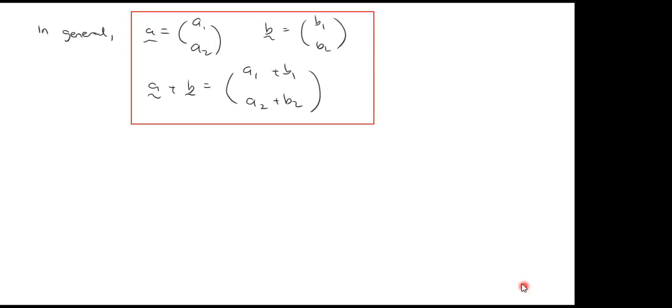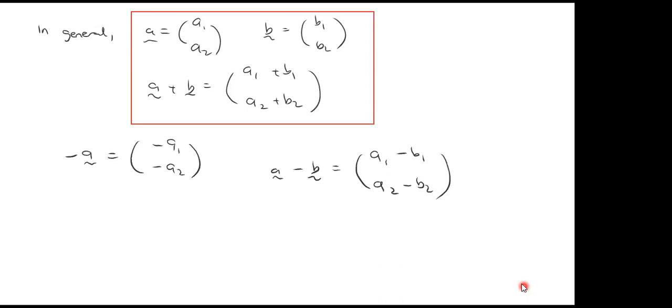Now, note, therefore, negative A would just be negative A1 and negative A2. And similarly, if you had A minus B, then that would become A1 minus B1 and A2 minus B2, because you're talking about A plus negative B.